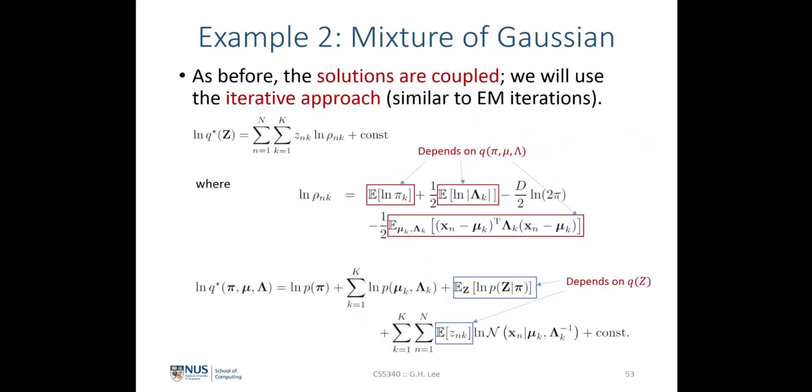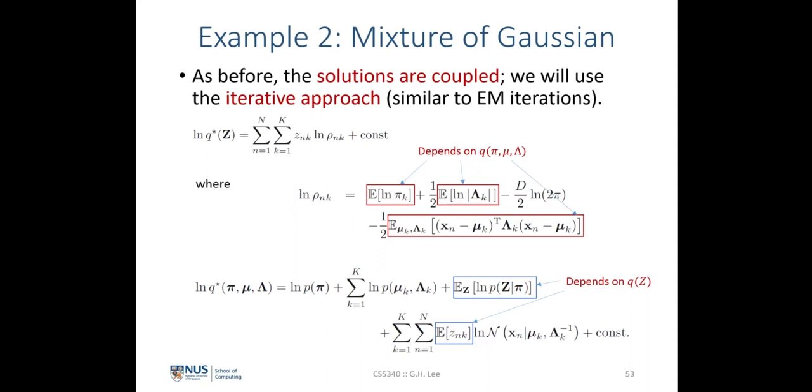Now, similar to what we have seen before, all the solutions of the proposal distribution over the latent random variable as well as the unknown parameters are coupled together. And we'll use the iterative approach to resolve this problem. And what's interesting here is that we'll see that the iterative approach is similar to the EM iterations, despite the fact that we are using variational inference to solve for this mixture of Gaussian model.